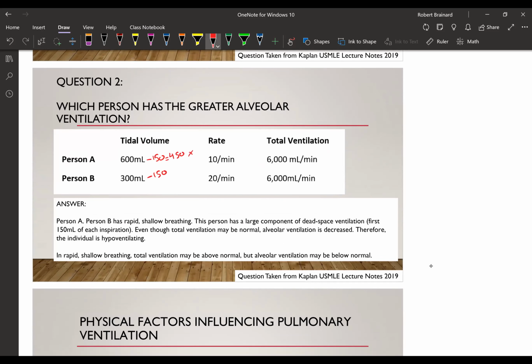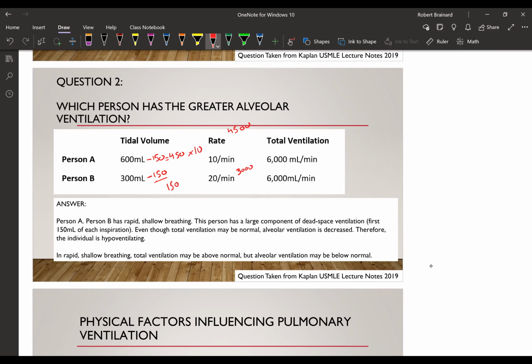So 450 is the actual amount that's getting into their gas exchange regions, times their respiratory rate. So times 10, 4,500 for alveolar ventilation right there. Does that make sense? And then you've got 300 minus 150. That's only 150. And 150 times 20 is 3,000. Does that make sense?